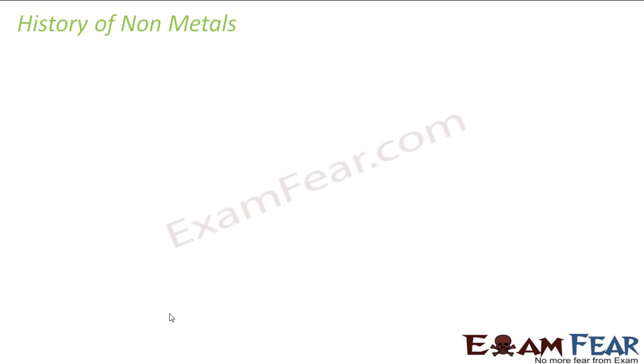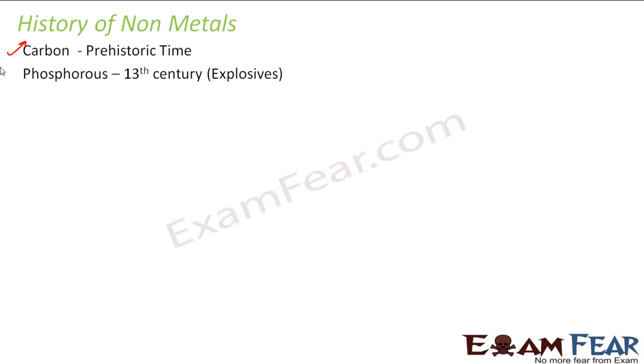Before we go into the physical properties of non-metals, let's have a brief history of non-metals. Metals, if you see, were found in 6000 BC. I mean, they were found way early, but non-metals are not like that. Carbon is the only non-metal which was found in prehistoric times, and that too in the form of coal, right? And after that, it's all the 13th century. There is no non-metal which was found in BC.